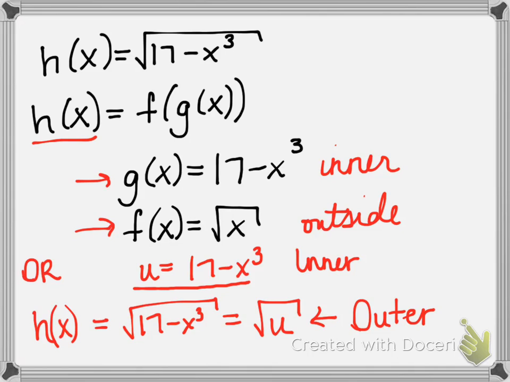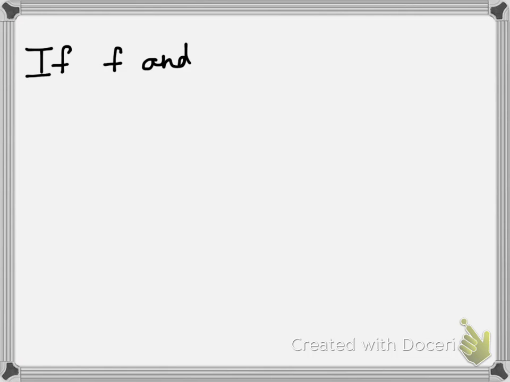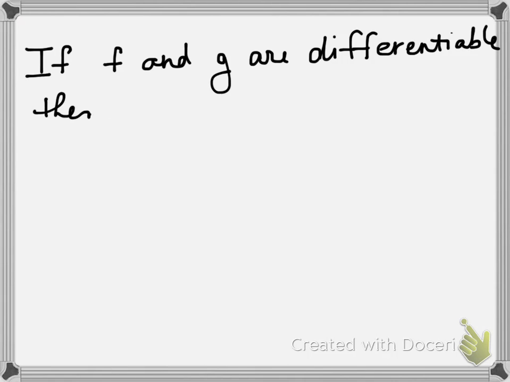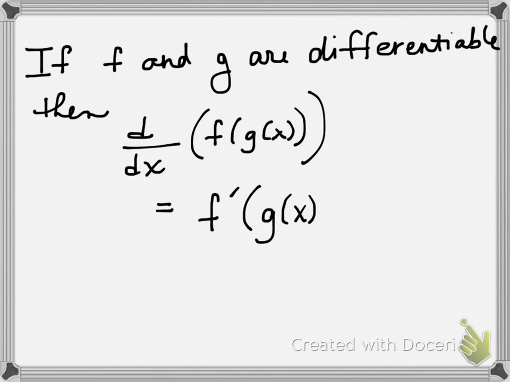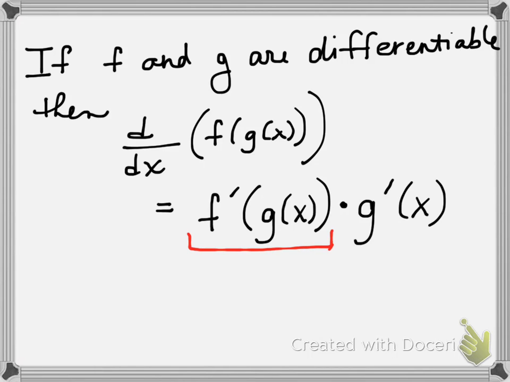Now we've talked about looking at a composite function and determining what's our inner function and what's our outside function. Now let's go ahead and state the chain rule. If f and g are differentiable functions, then the derivative of f of g of x is equal to f prime of g of x, the derivative of the outer function, and we leave the inside function alone, times the derivative of the inside function.